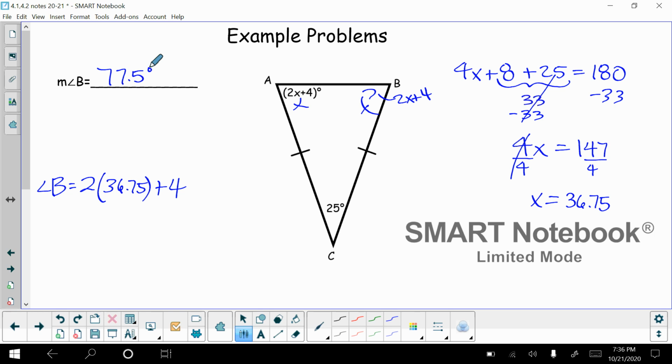Did you have to solve for x? No, not necessarily. I bet some of y'all are thinking, why can't I just use the 180 rule from the beginning? Yes, but now you know that if a problem does ask you to solve for x, you can do that.